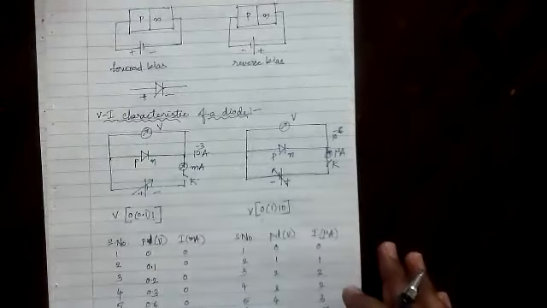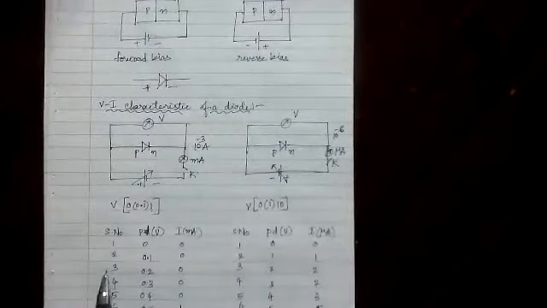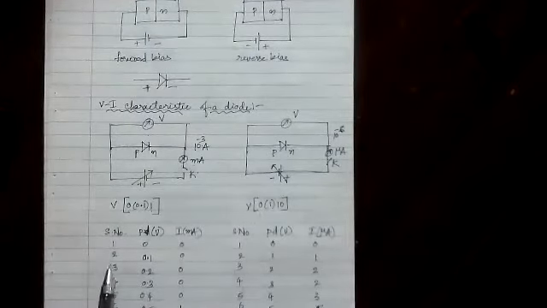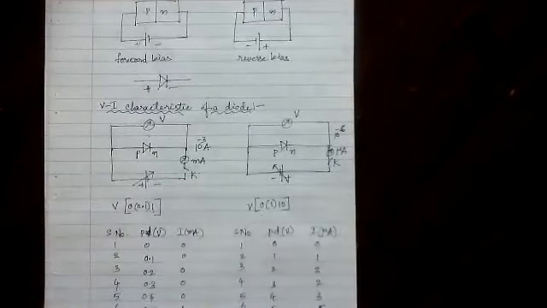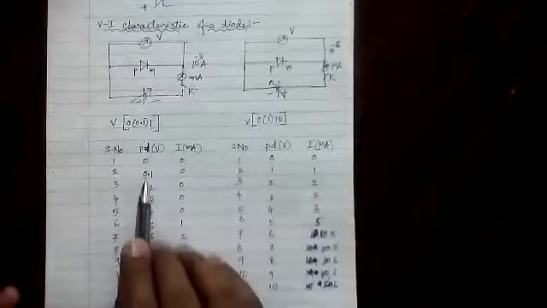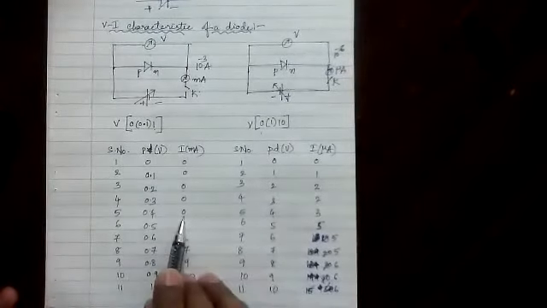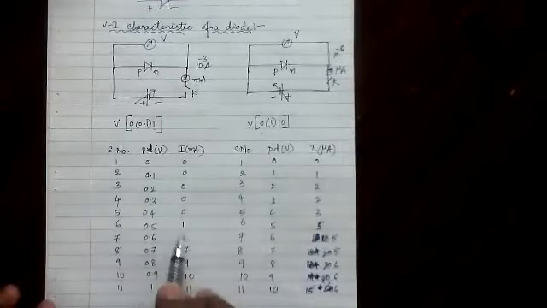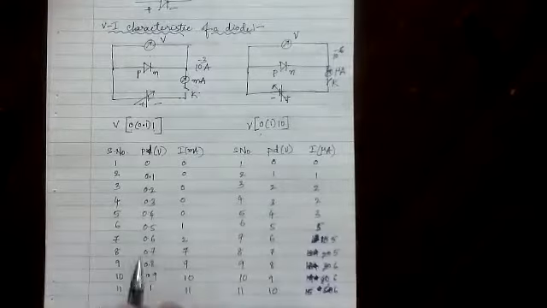In the previous class I have already discussed this. The space charge region is very thin in forward bias, so the charge carriers will flow easily. That is why in forward bias, as you increase the voltage, current is also increasing. But after a certain voltage, what is that certain voltage? That certain voltage is said to be the threshold voltage or cut-in voltage.